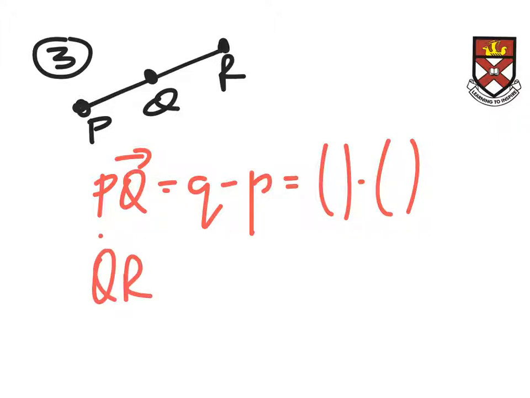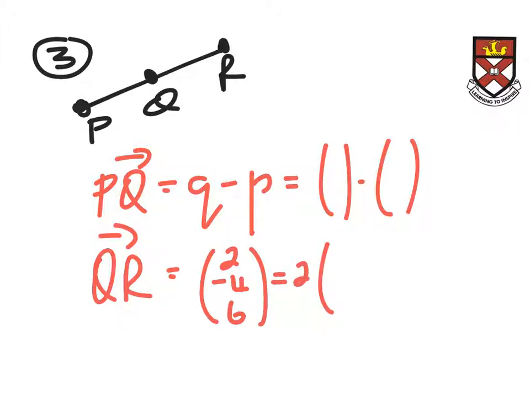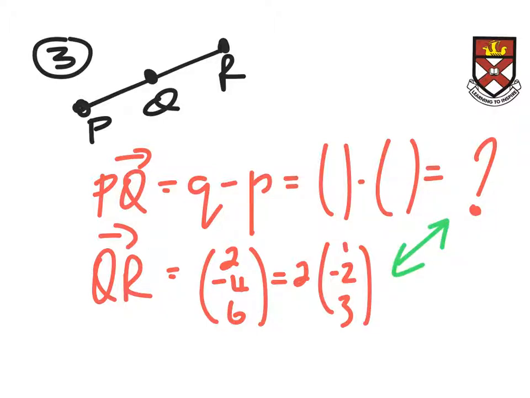We then need to work out QR. Now the good thing is we don't even have to work it out this time because I've been nice and I've told you that it's 2, negative 4, 6. Okay, and taking 2 out there as a factor gives us 1, negative 2, 3. If you do the same thing up here and then you look at these two answers, then we can work out that PQ is equal to something times QR, and that something is your ratio.